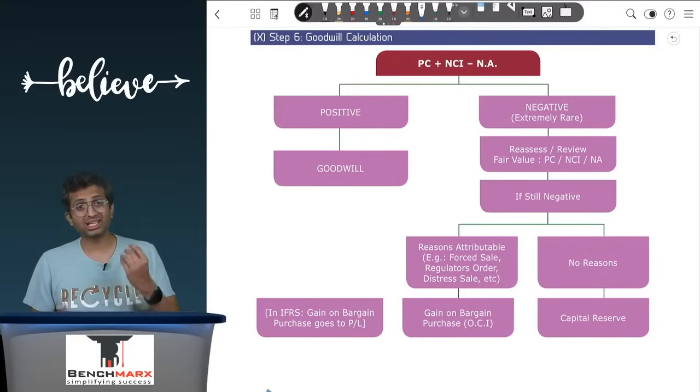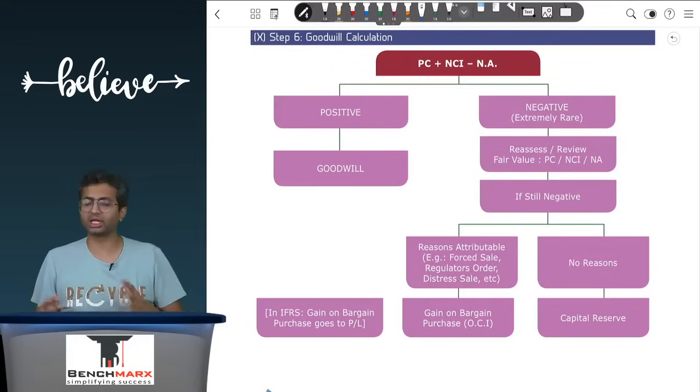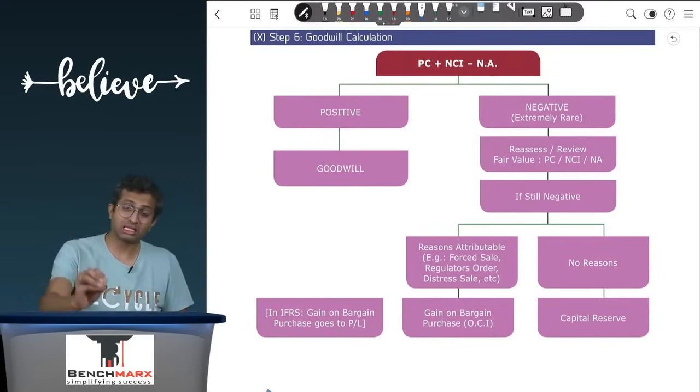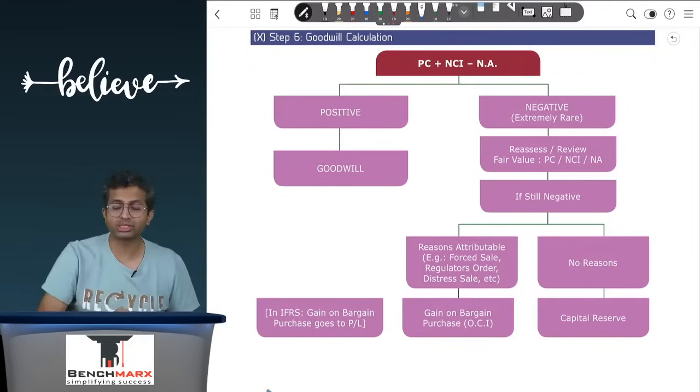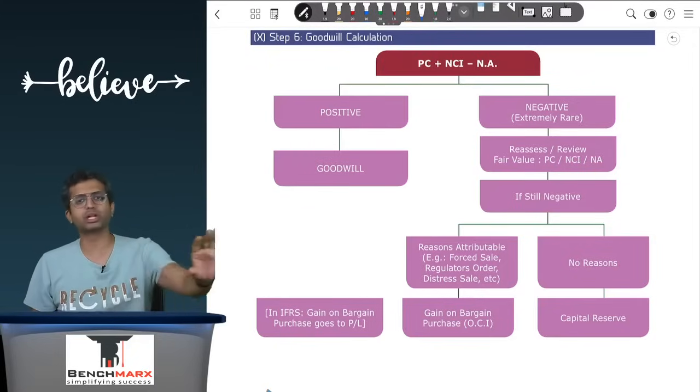On the other hand, if there are no reasons attributable, then the standard says that to tell the world that it is a bargain is a little aggressive, so we don't show it as a bargain purchase. Still, we take it to the capital reserve. Why to capital reserve? Because it is a profit on purchase. It's not a profit on sale. Typically, if it's a profit on sale, we take it to the profit and loss account.